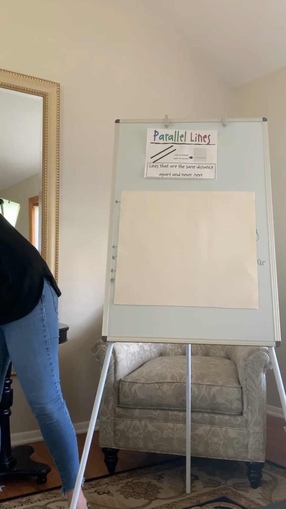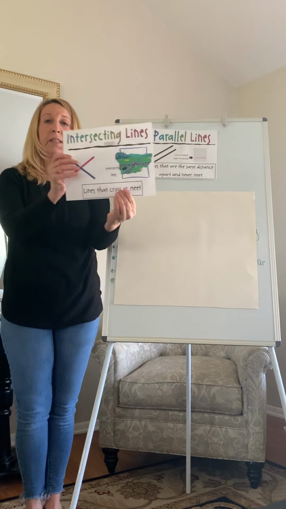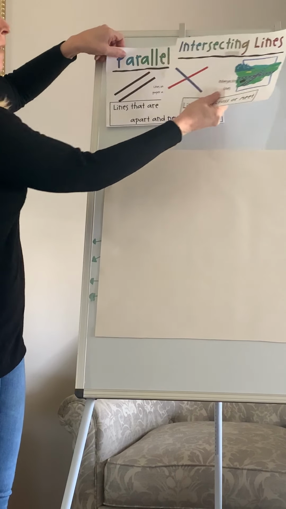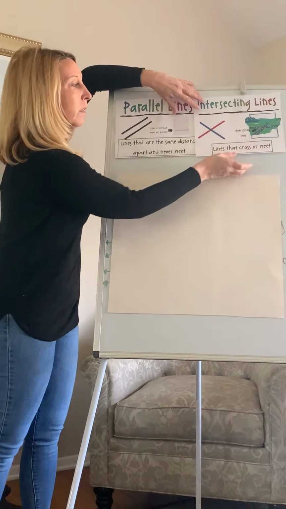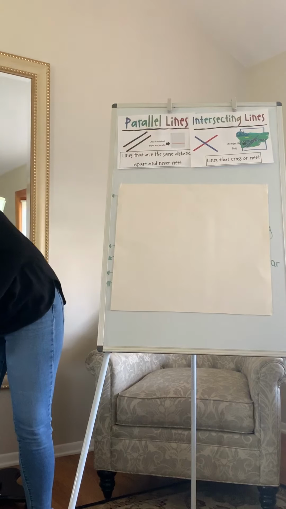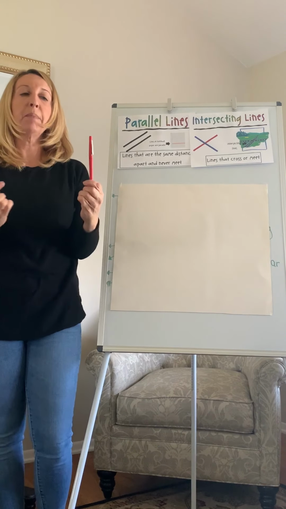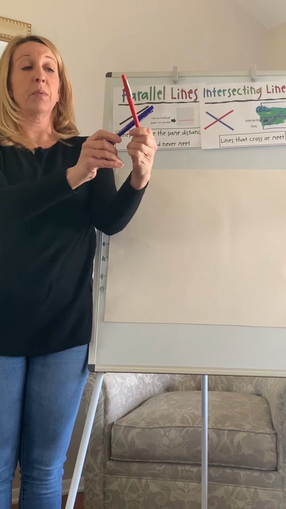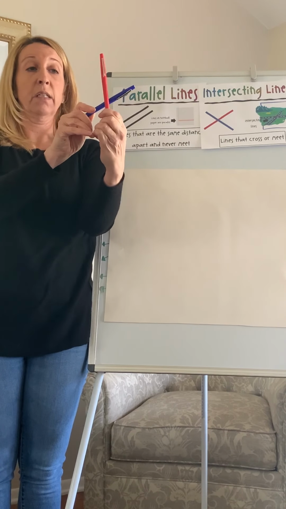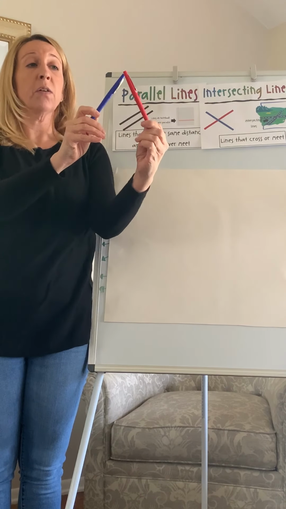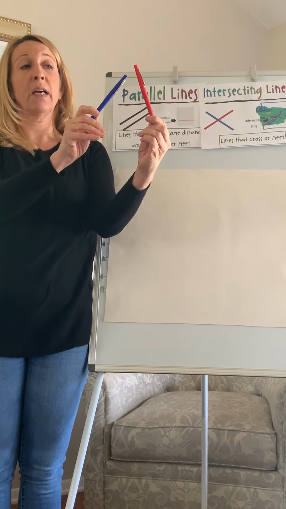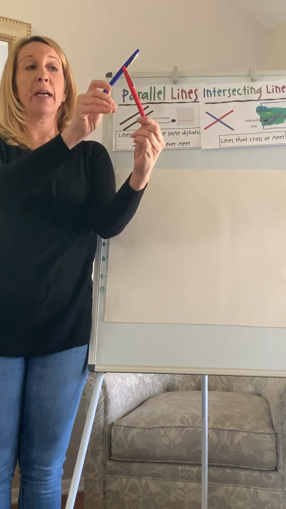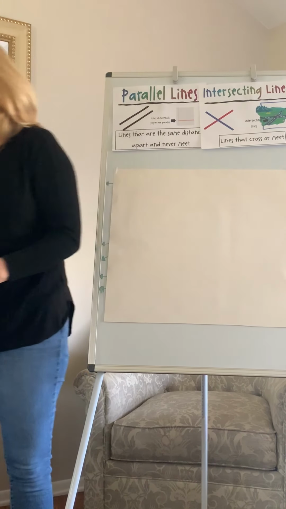My second line we're going to talk about are intersecting lines. Intersecting lines are lines that cross or meet. Here with my pens is an example of intersecting lines. Here is an example of an intersecting line. And here is an example of an intersecting line. Although they're not touching yet, if they keep going, their paths will cross.